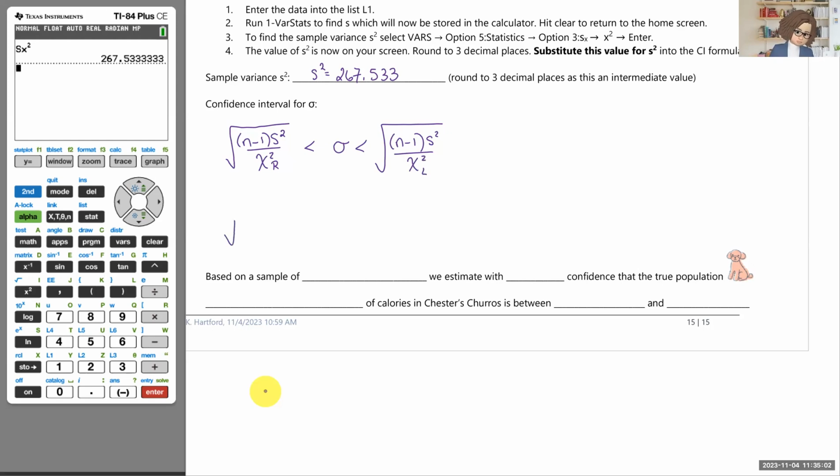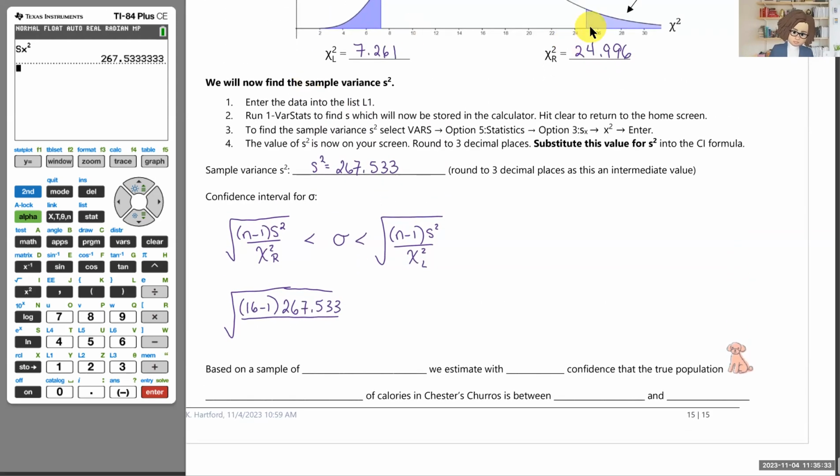Okay, so in this case, we have the square root. N was 16, so 16 minus 1. And now for s squared, we've already taken the s and squared it. So we're just putting in that value, 267.533. So don't square it again. We've already squared it, so s squared is done. And then chi square right, sorry, I forgot what that was. Chi square right, 24.996.